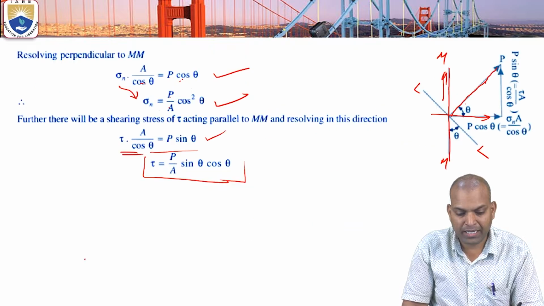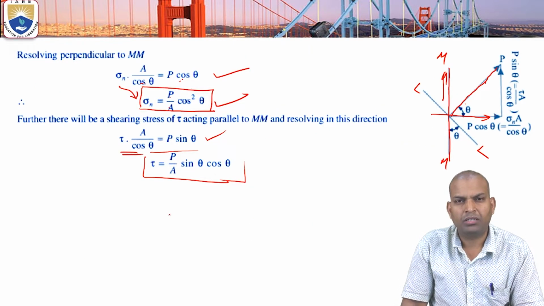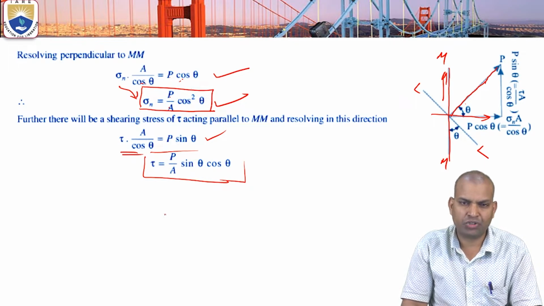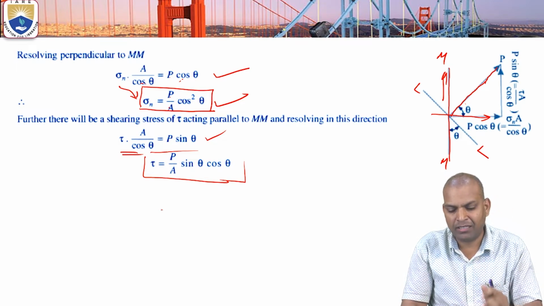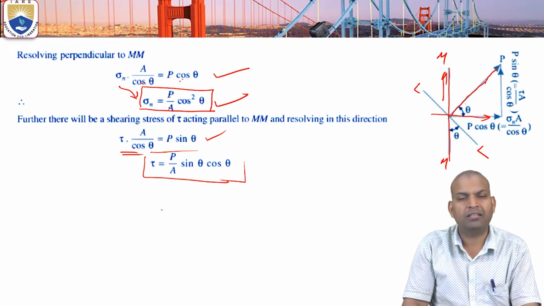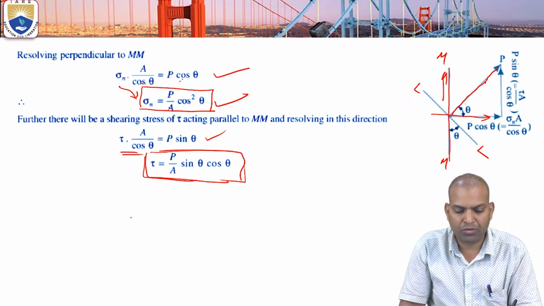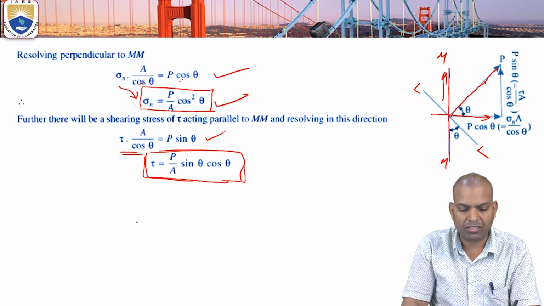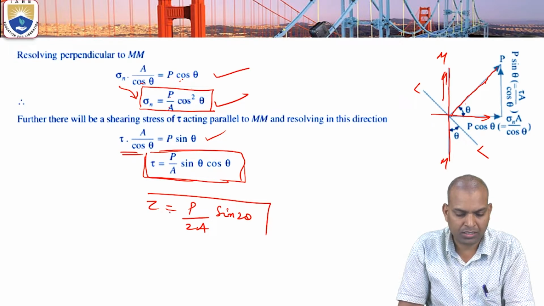Now what is sigma n? When the beam is subjected to normal tensile load, sigma n equals P by A cos square theta. This theta is the angle made by the plane. Then the shear stress is tau equal to P by A times sin theta cos theta, that is tau equal to P by 2A times sin 2 theta. This is also another result.